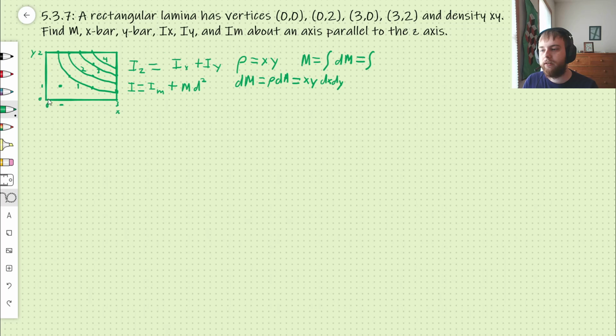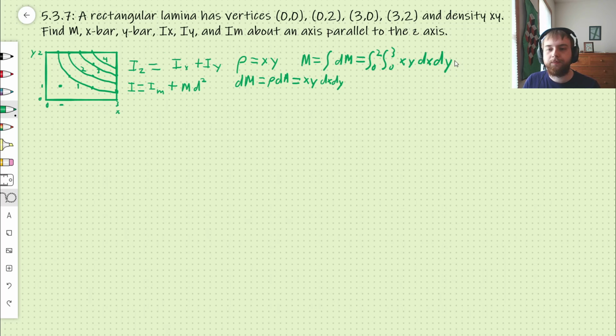Our y varies from 0 to 2, and our x varies from 0 to 3. And with these limits of integration, we're making sure that we're taking all of the total x amount and the total y amount in order to get our total mass and other properties of the entire shape.